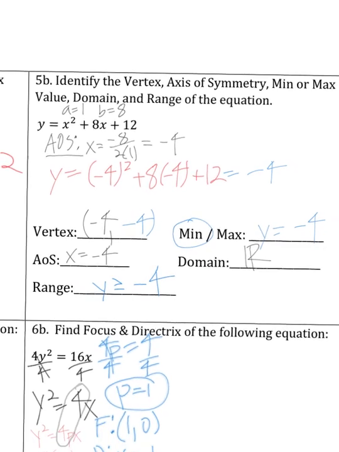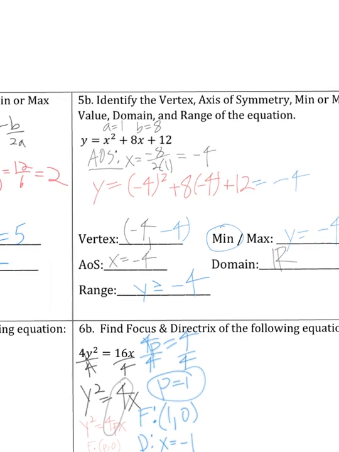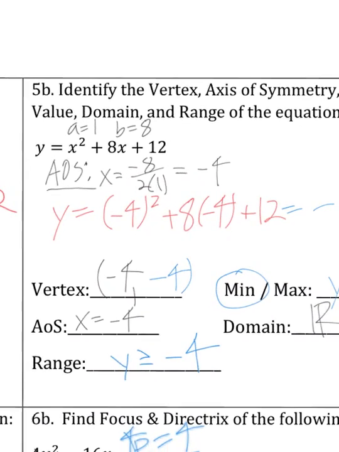So on this one, without the graph, y equals x squared plus 8x plus 12, it's in standard form, so you had to do your axis of symmetry formula, negative b over 2a. I wrote it down right there. And my axis of symmetry will end up being negative 4. And so, got to plug it in.